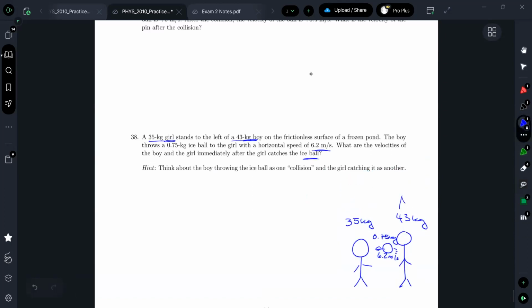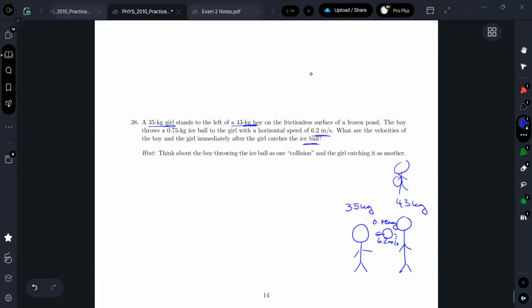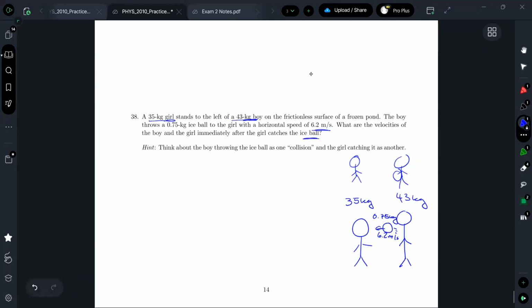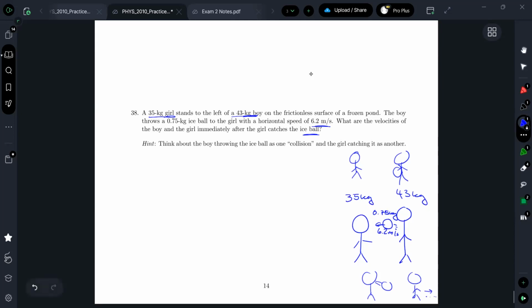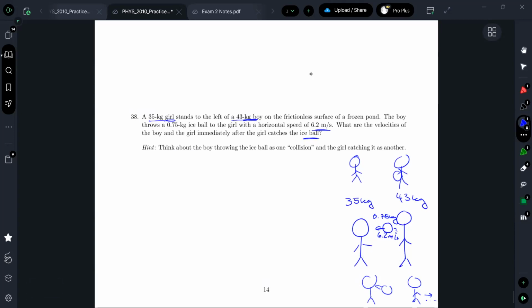The boy first threw the ball. So before this, he was holding it. The girl was just standing there, chilling, doing whatever. Okay, and then this happened. So the boy threw it. All right, after that, the ball reaches the girl. She catches it. The boy, as a result of throwing that ball, is already sliding away, doing something. I'll figure out what exactly he did as I go through the problem. But the girl now catches the ball.